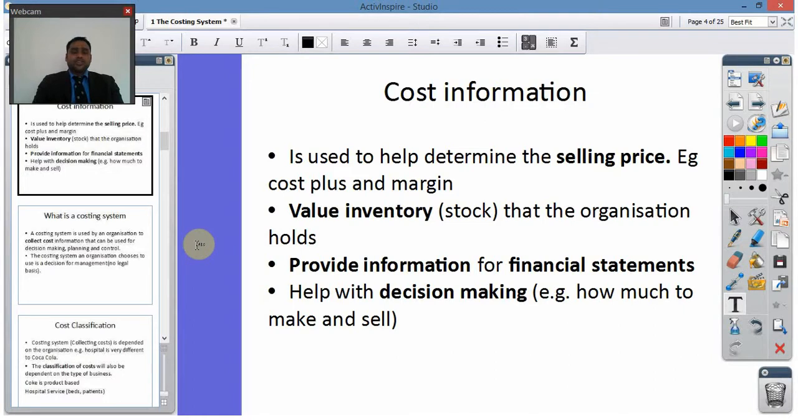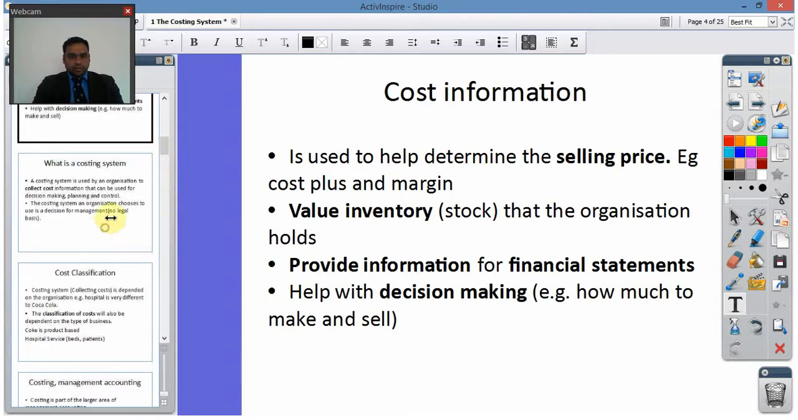Valuing inventory. So that's the stock, so you can use cost information to work out the value of the stock that is held by the organization. You can use it to provide information for financial statements, e.g. how much to buy and sell by. Here we're talking about financial statements that are used by the managers.